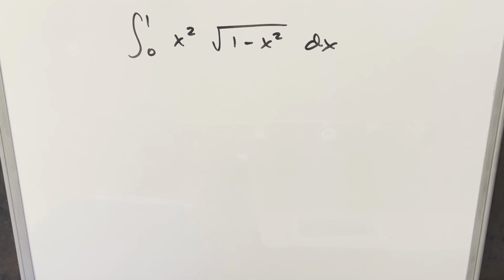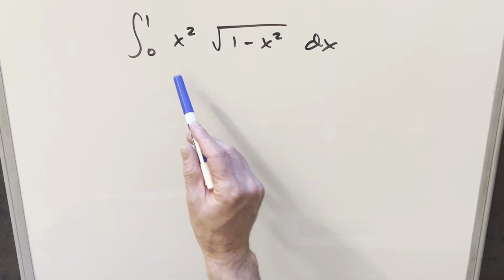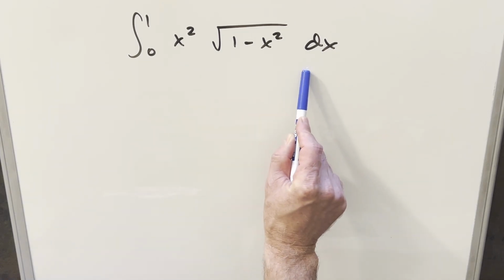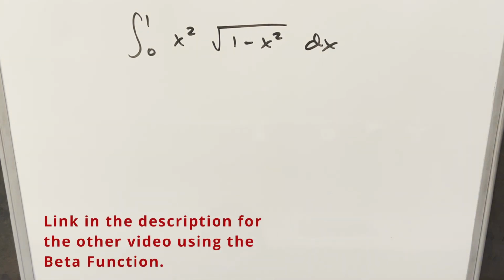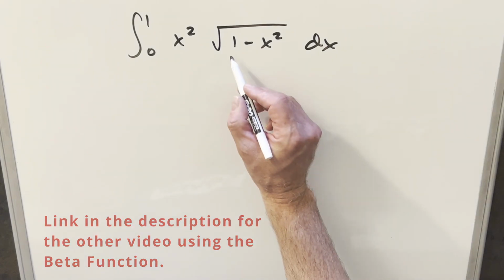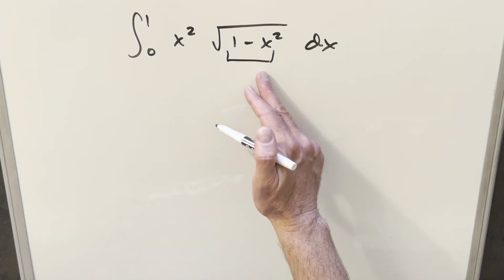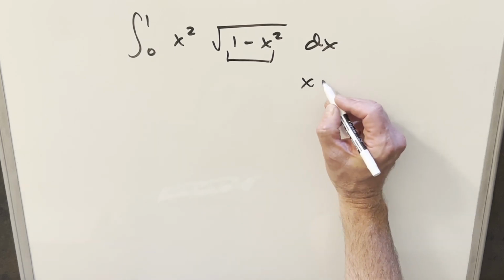I got the idea for this recently doing another video, and I came across a problem very similar to this, and I solved it using the beta function. That works really well, but I also know that a lot of people aren't familiar with the beta function, so I wanted to do this one today using straightforward methods. And you'll notice here that we could do this using trig substitution.